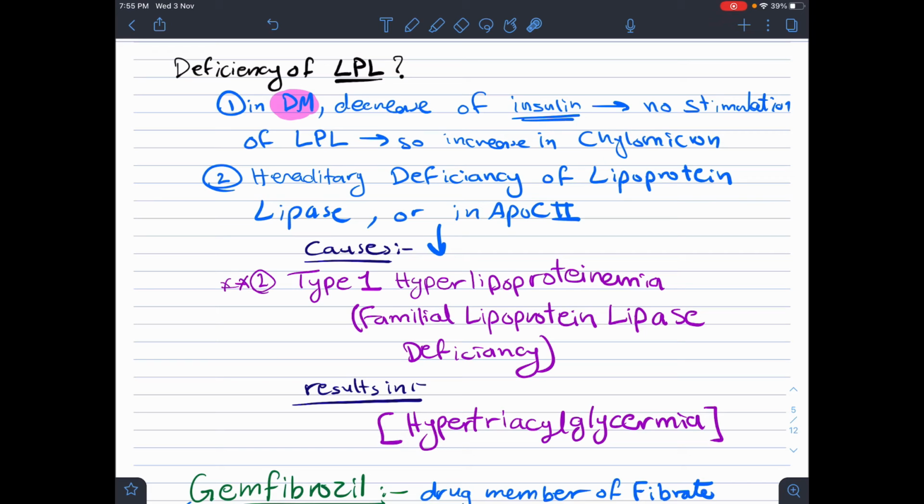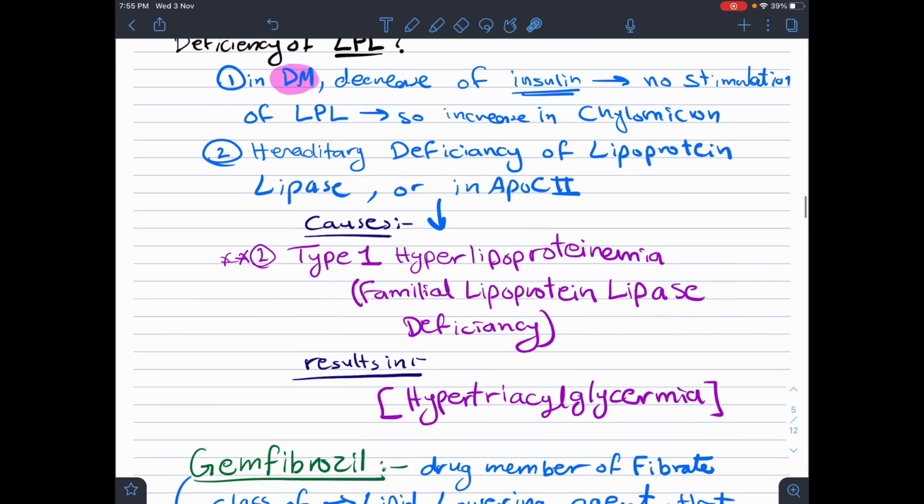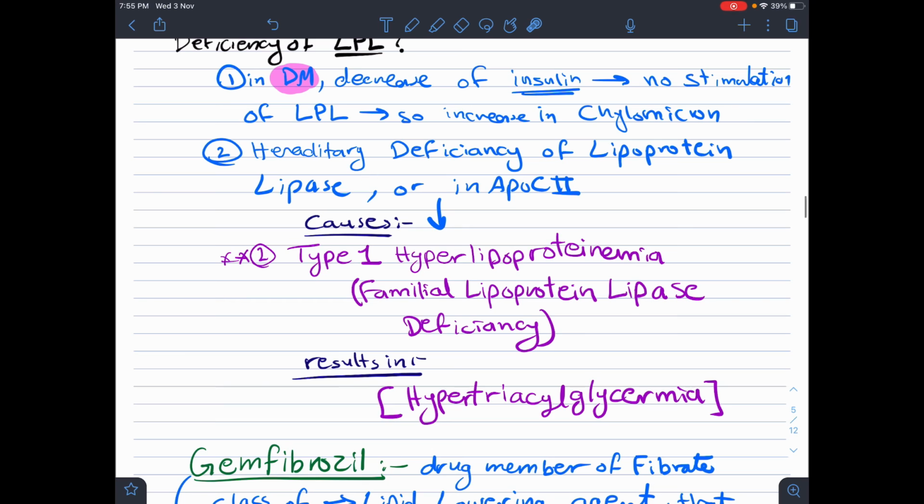The second situation where we have a decrease or a deficiency in the lipoprotein lipase is genetic or hereditary. We have deficiency of the lipoprotein lipase C, or we have a deficiency in the ApoC2, not specifically in the enzyme itself, but the one activating the enzyme. ApoC2, I said it's very important, because it activates the LPL-C. So in these two cases, the diabetes mellitus and the deficiency of the enzyme itself, or ApoC2, the activator, it's going to cause the second disease we're going to have today.